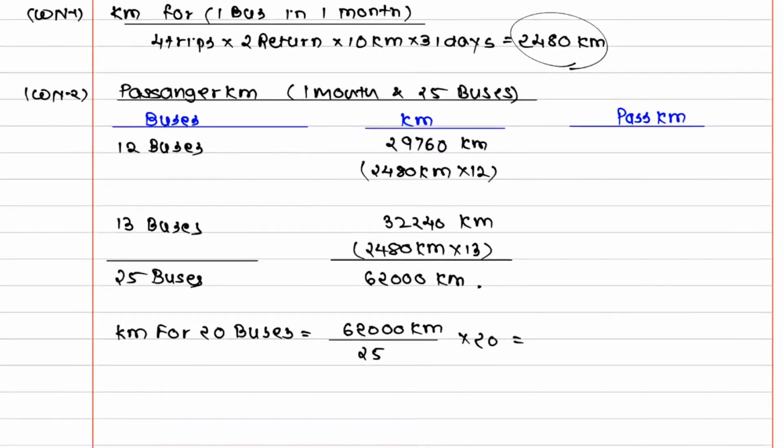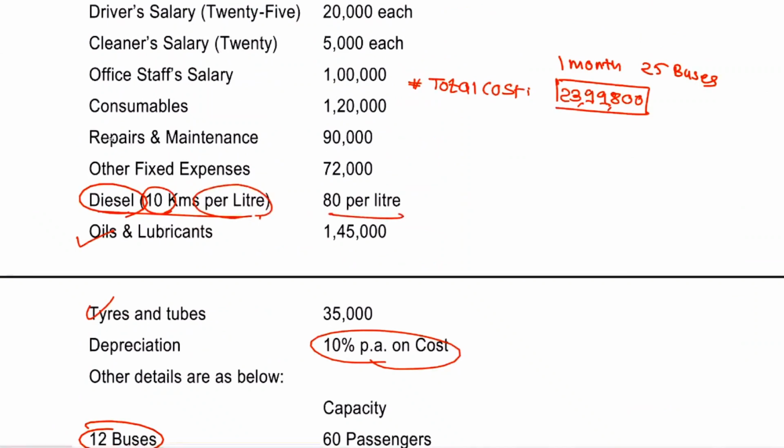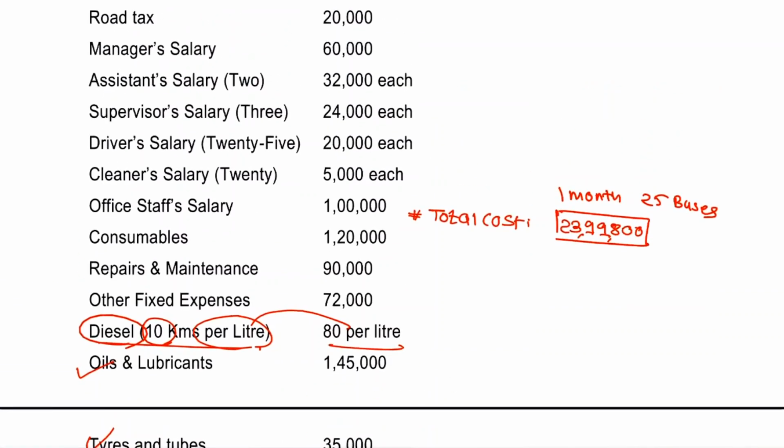So 62,000 divided by 25 into 20, that is going to be 49,600. This is going to be your kilometers, okay? Now if we just talk about diesel cost, your diesel cost was 10 rupees per liter. It means if you put in 1 liter of diesel, it is going to go for 10 kilometers. That 1 liter will cost you how much? 80.